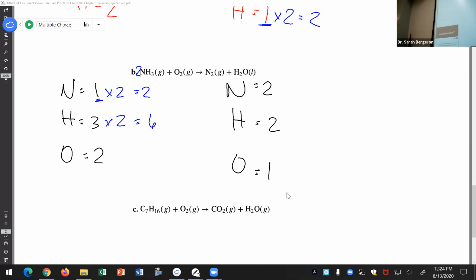Our nitrogens are good, but our hydrogen and our oxygen are still not good. So let's try hydrogen. If we multiply 2 times 3, we're going to get 6. So if we put a 3 there, what happens to the oxygen? Now we get 3. Oh, that's not good. Now what? What are we going to do?